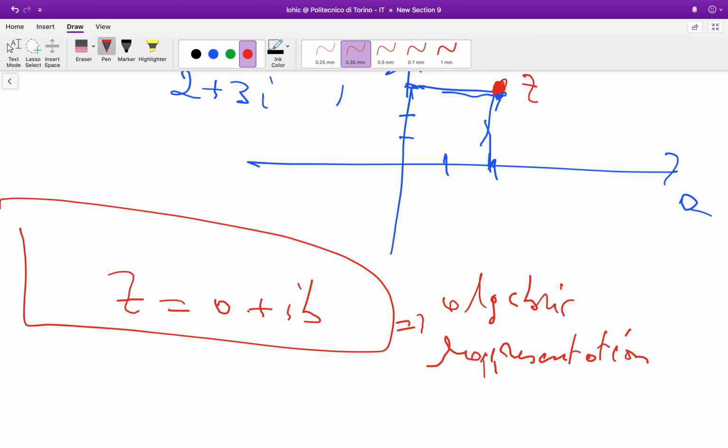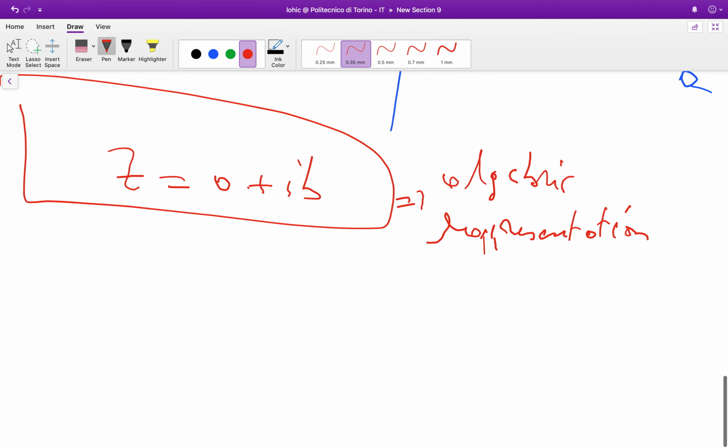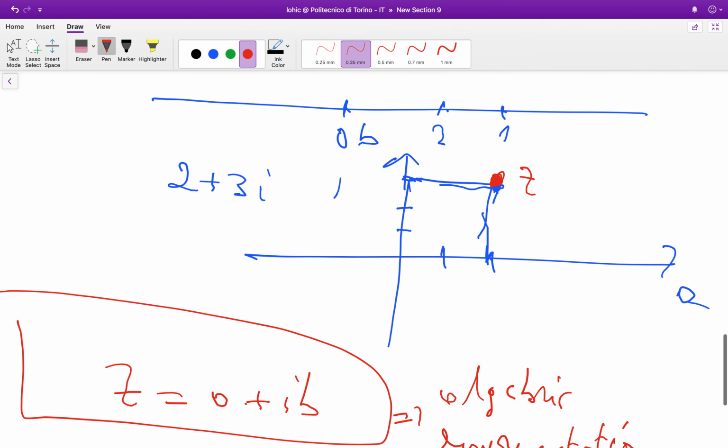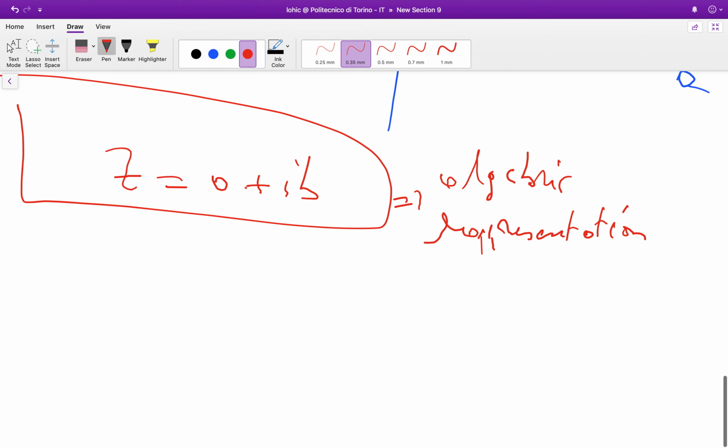Is that clear? So now you understood that. We now conclude this video by looking at whether there are alternative representations of a complex number. Instead of representing a complex number like this, is there any other way to represent a complex number?